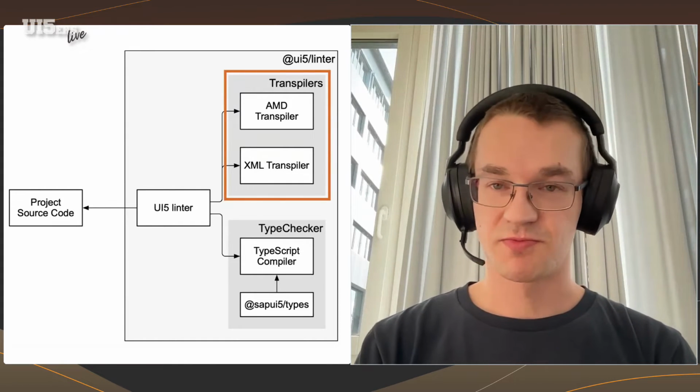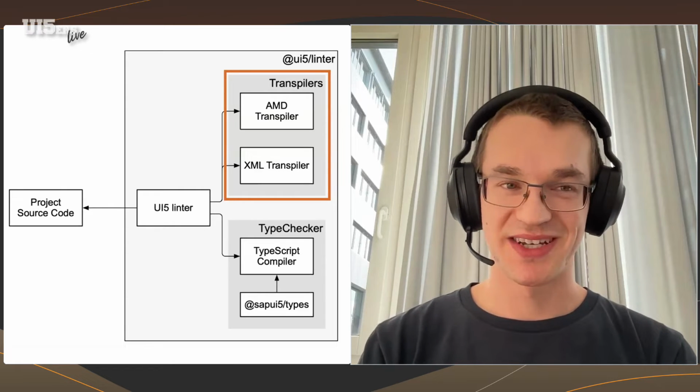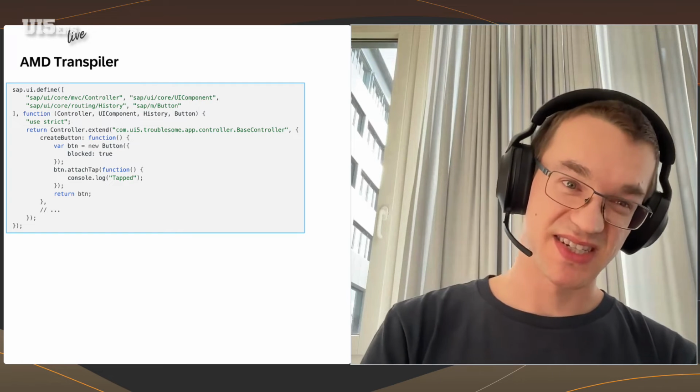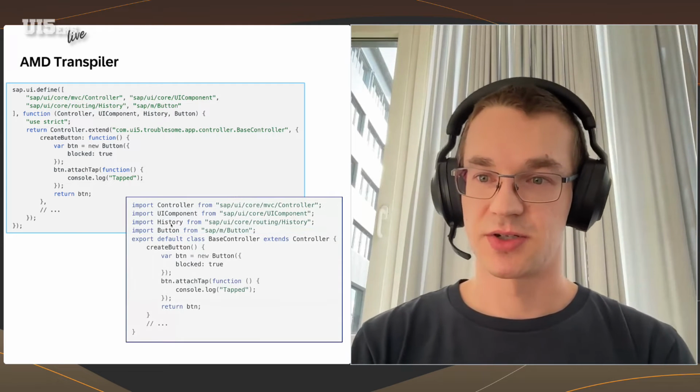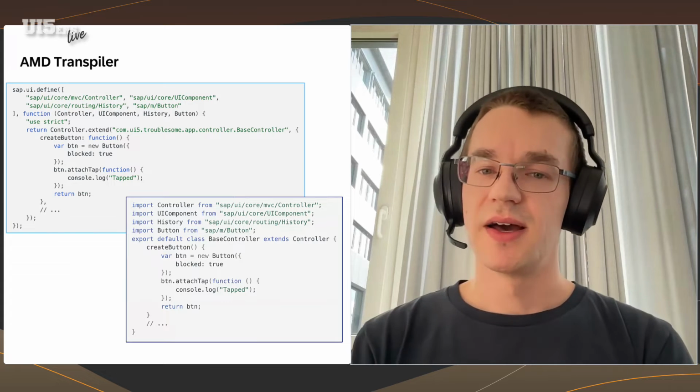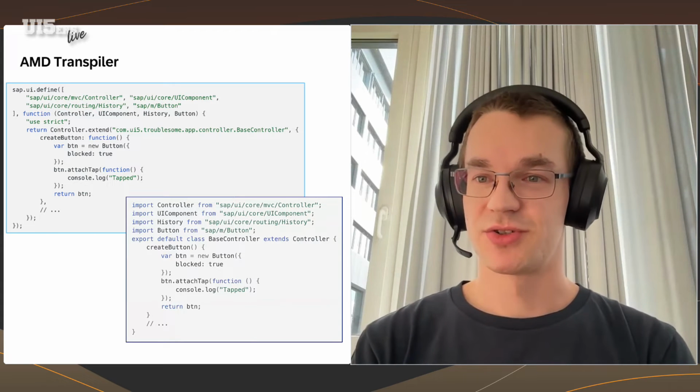Yeah, just quickly dive into the transpiler so you get an idea what we're doing there. The first one is the AMD transpiler. As you know, for UI5 we have this asynchronous module definition, but not the standard define and require syntax, but the customized one, sap.ui.define and sap.ui.require. Our AMD transpiler transpiles this to the ESM standard, the ECMAScript module format, that can be understood by TypeScript.